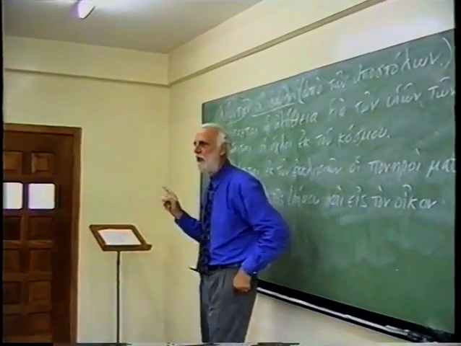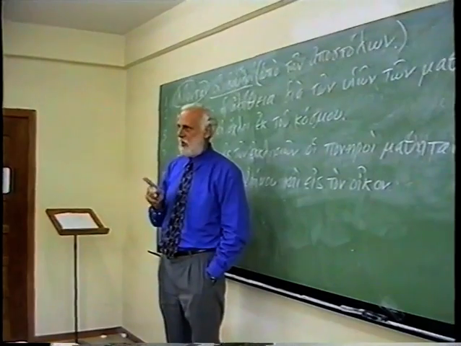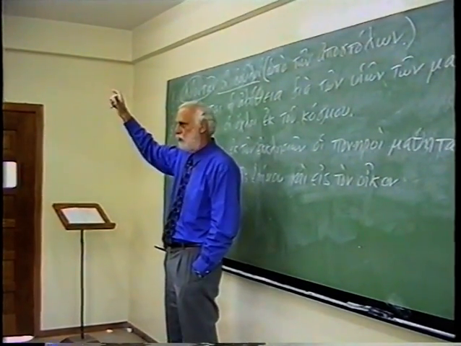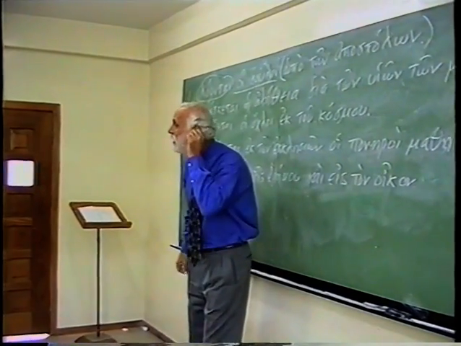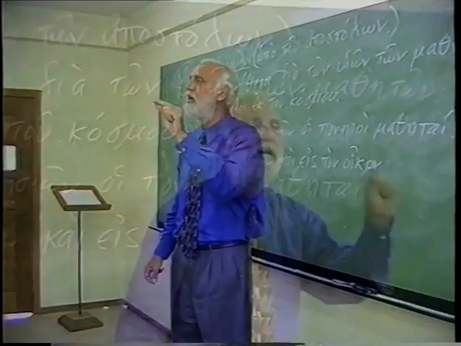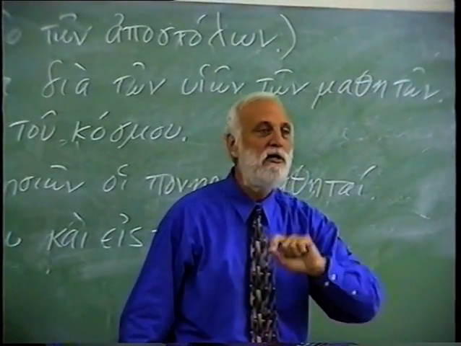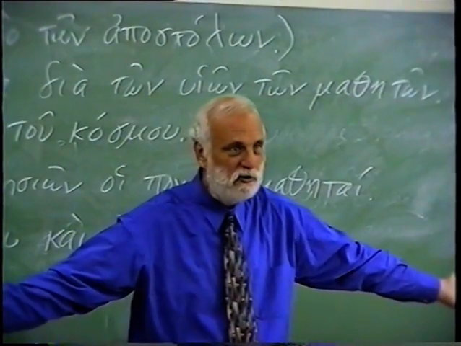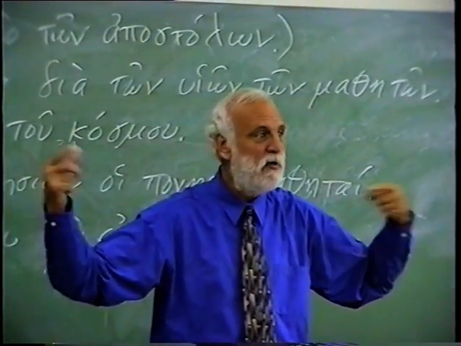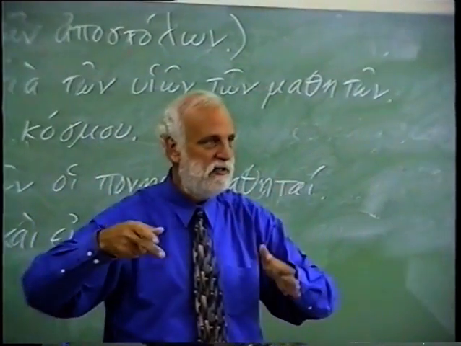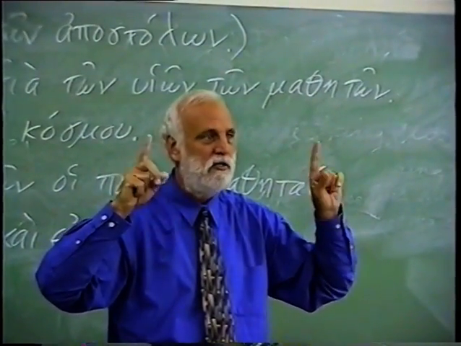Now parse for me Luontai. Ready? Begin. Present, passive, indicative. The -ontai tells you it's what person and number? Third, plural. And what is your source? Luo. Got it? Let me repeat that. It's present, passive, indicative, third, plural, luo.